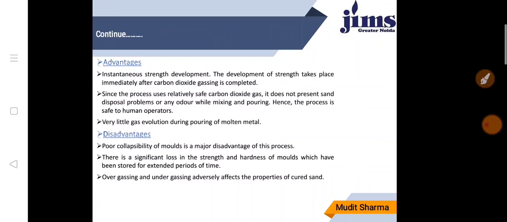Okay, what are the common advantages of this process? First one is instantaneous strength development. Since the process uses relatively safe carbon dioxide gas, it does not present a sand disposal problem. There is very little gas evolution during the pouring of metal. And we can add, CO2 molds can be made without a flask. Sands are free flowing, therefore the ramming is eliminated or reduced. Tensile strength of the molds is higher than that of conventional molds. This permits the reduction of the mold weight and easier handling.